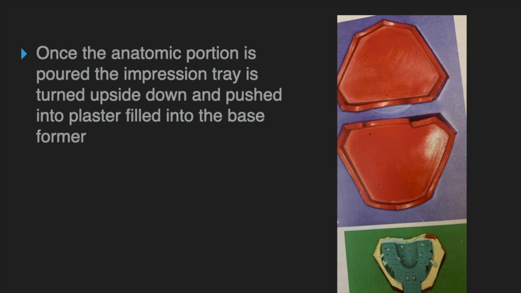Once the anatomic area is poured, the artistic area is built. Base formers are available for this purpose. Once the anatomic portion is poured, the impression tray is turned upside down and pushed into a plaster filled base former, which is then allowed to set for 30 to 60 minutes, followed by trimming.